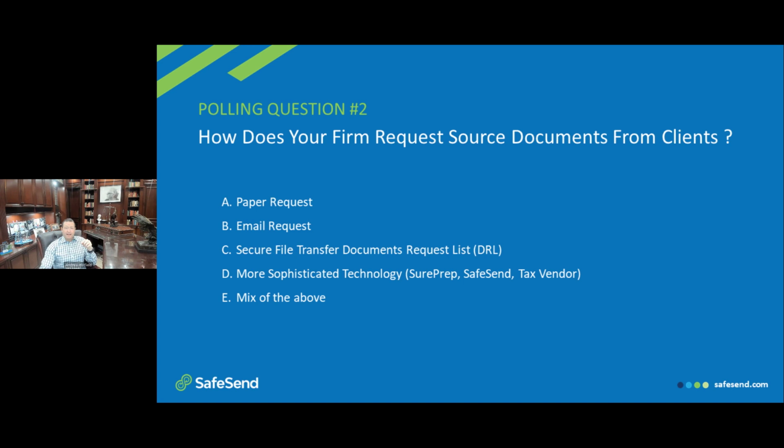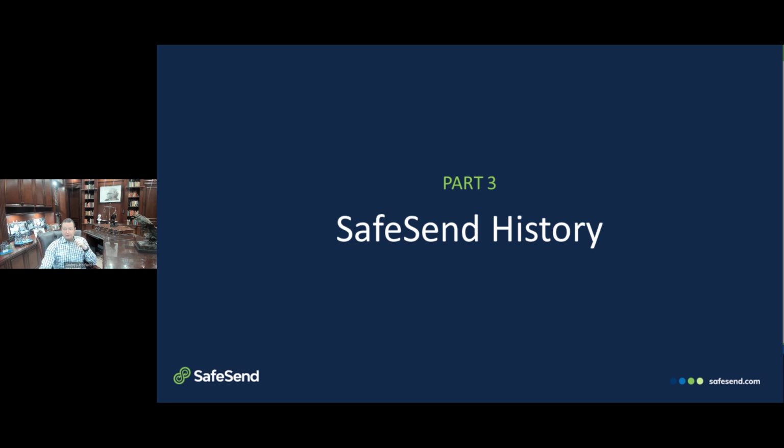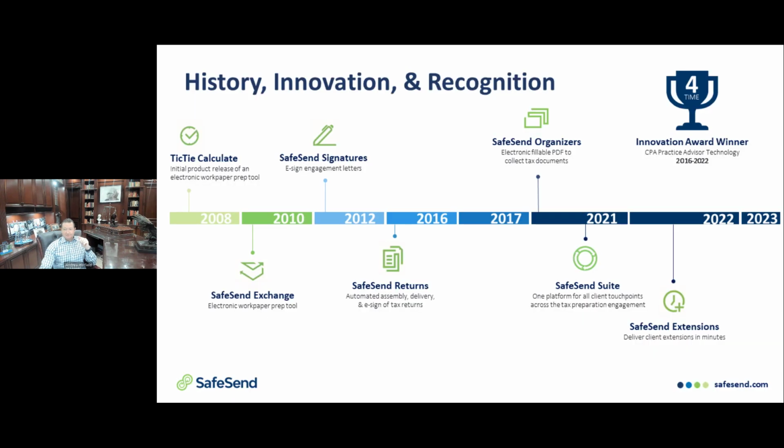Okay, I'm going to move back to the slides, and let's move into part 3, SafeSend history. I'm not going to spend a lot of time on this, but I just want to set the stage here that SafeSend really started off with products that were around secure file transfer, SafeSend Exchange, an e-signature product for engagement letters and 7216s and POAs, but really for 8879s.